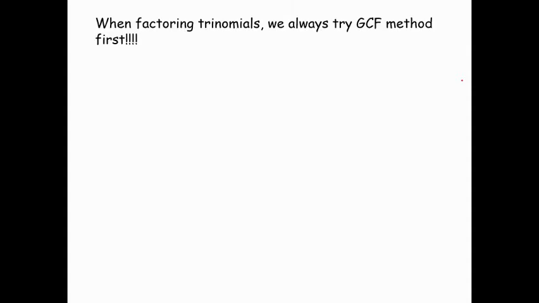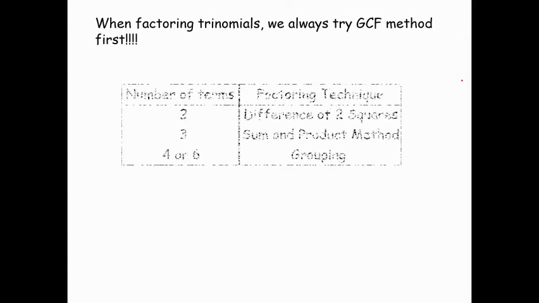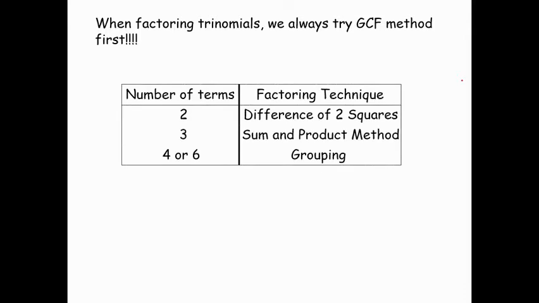When factoring trinomials, we always try the GCF method first. We just studied that last time, the GCF method. This time, if we have two terms, we're looking at the difference of squares. If we have three terms, we're looking at the sum and product method. We'll look at four terms in a few weeks.